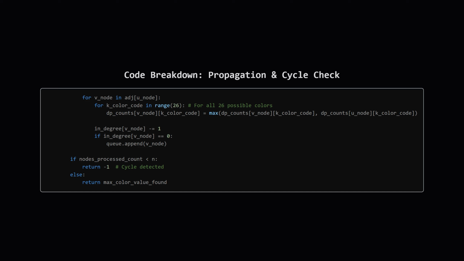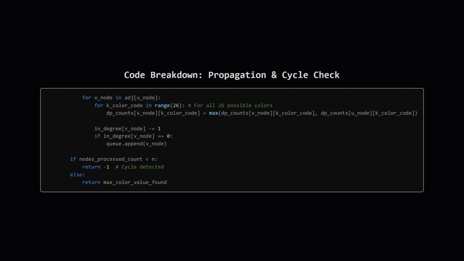After dealing with U node itself, we look at all its neighbors. For each neighbor, let's call it V node, we iterate through all possible 26 color codes. For each color code, V node updates its entry in the dp counts table. It takes the maximum value between what it currently has for that color and what U node has for that same color. This ensures V node inherits the best counts from paths passing through U node. Then, we decrement the in-degree of V node. If its in-degree becomes 0, it means all its prerequisite nodes have been processed, so we add V node to the queue.